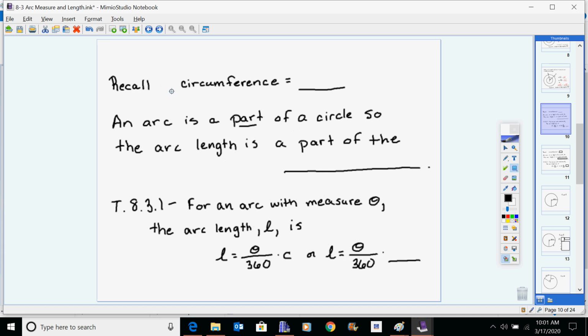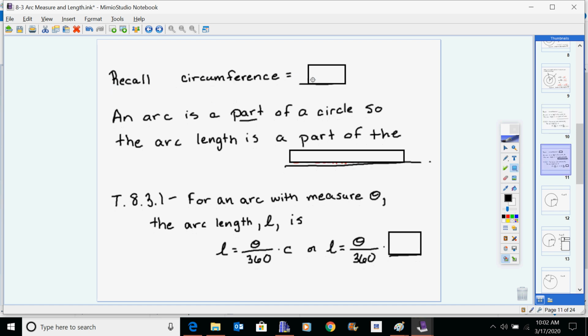All right, we want to think here about some of these things. Now, like I said, you're doing this by writing and pausing. So a circumference, if you remember, is found by doing 2 pi r. 2 pi r is the distance around a circle, also known as a circumference. An arc is a part of that circle.